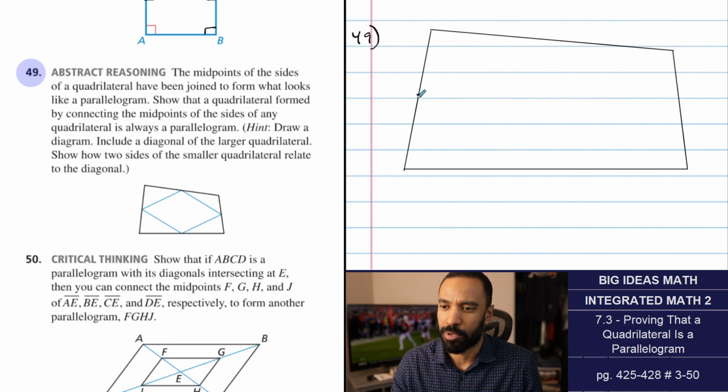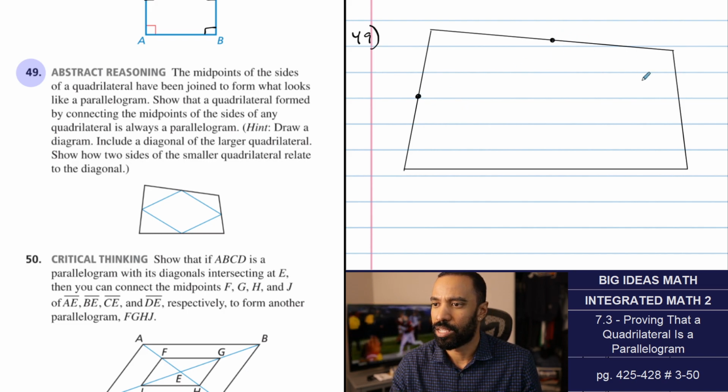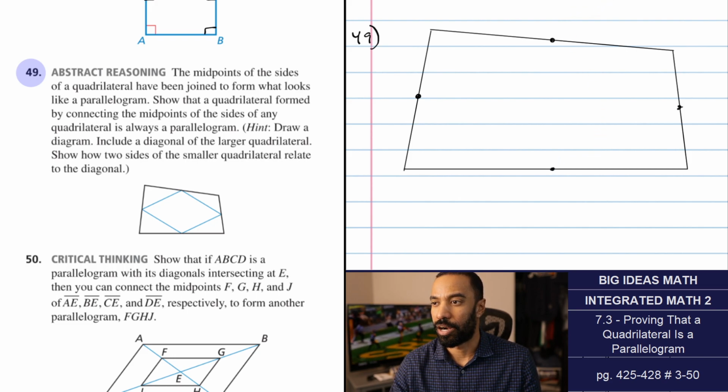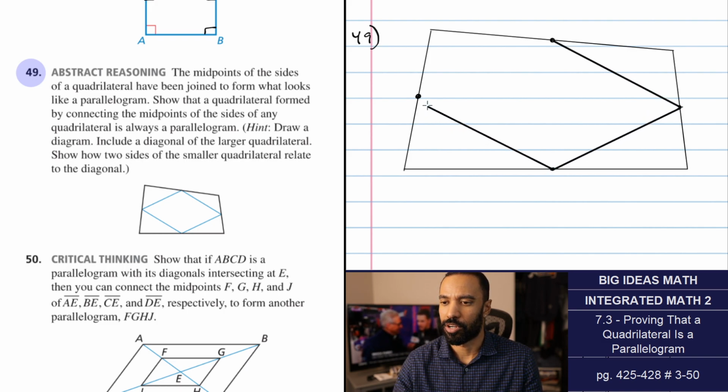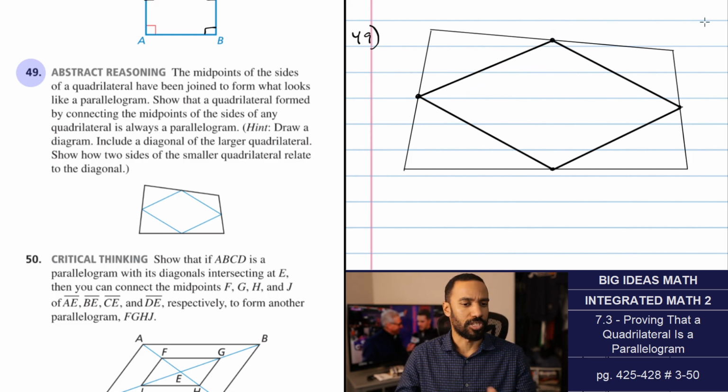You have some midpoints. I have a midpoint here, and a midpoint here, and a midpoint here, and a midpoint here. Now within there, we made some sort of object. That object might be a parallelogram. Now why? I'm curious. Why? I've seen this on graphs, but I'm trying to think what we can talk about here.